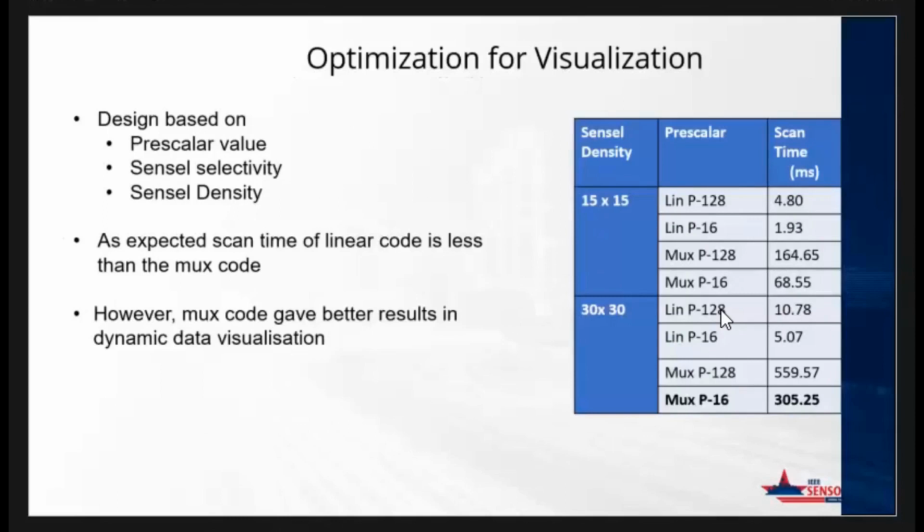And then we changed the prescalar value to improve the scanning time, that is, to reduce it. We also tried using only the sensors on which we are putting the foot, or all the sensors. Then we finalized on P16, that means a prescalar in which we are reducing the scan time, and the data from all the sensors. When we run the code for that, we are able to get better results. That's what our conclusion was.